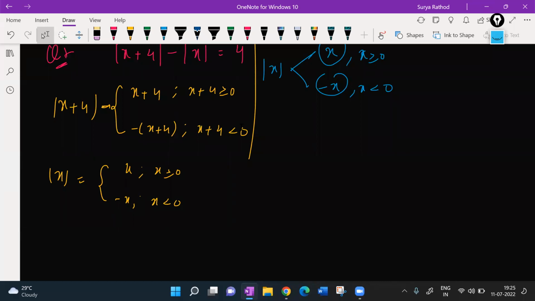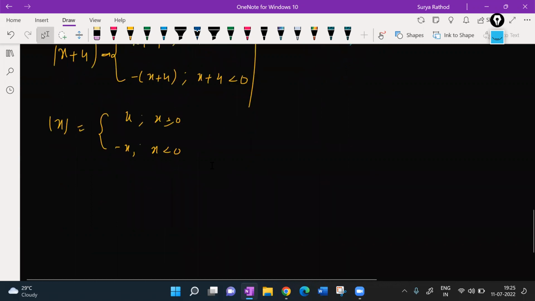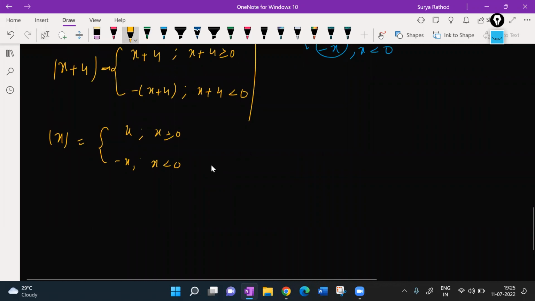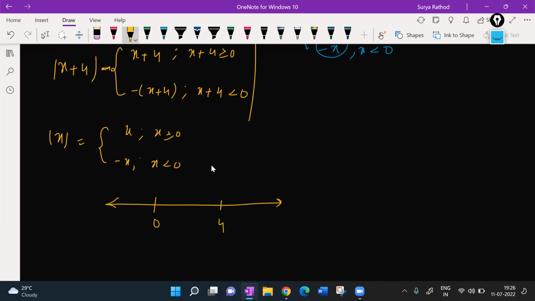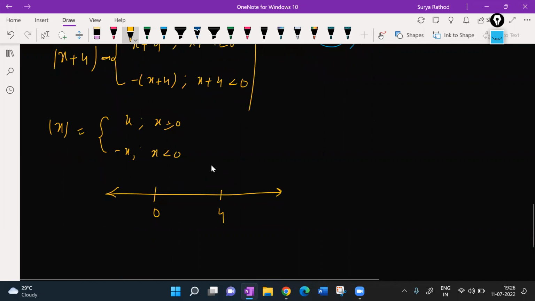All right. Now look at this. You just take a number line. What are the critical points you get here? Tell me. 0 and 4. Correct? Sorry, 0 and minus 4. So 0 and minus 4.